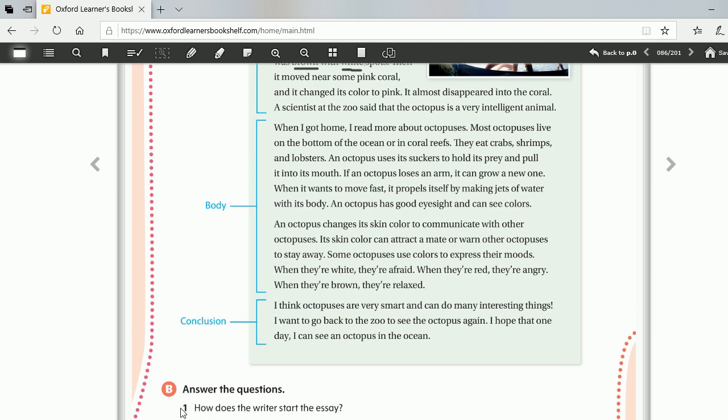Conclusion. The last part of the descriptive essay will draw all your points together without introducing anything new.